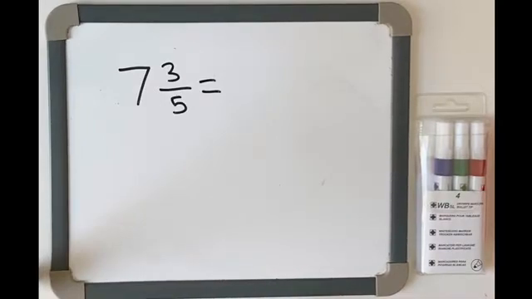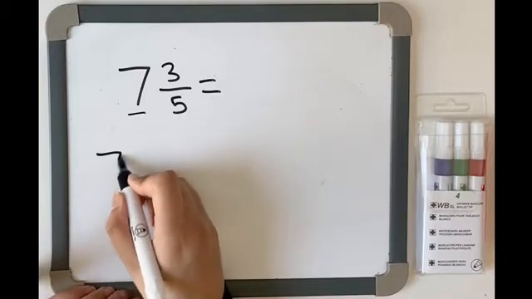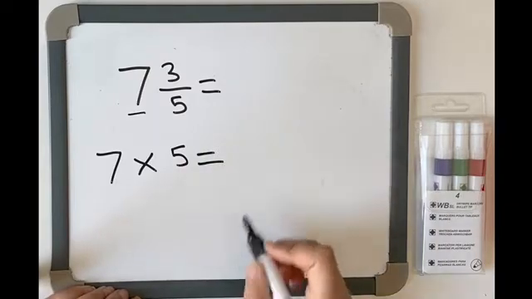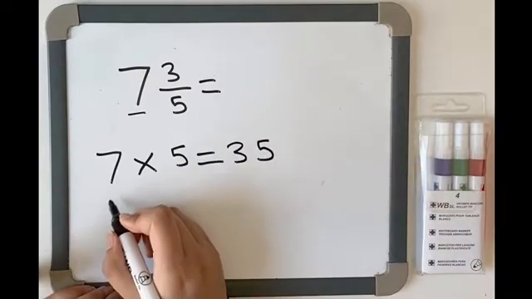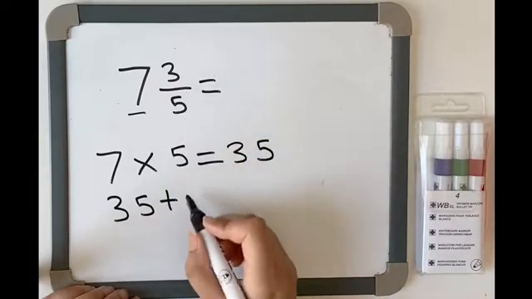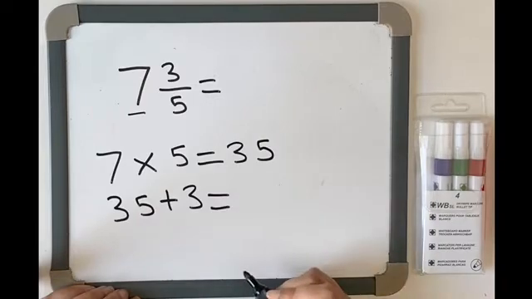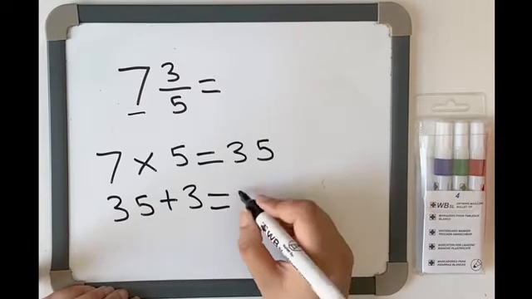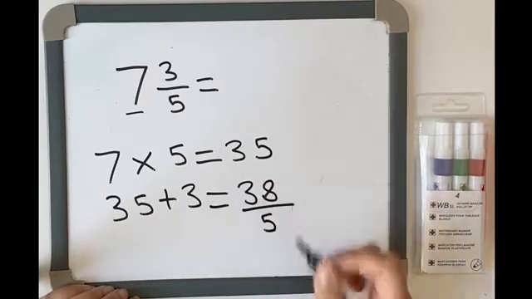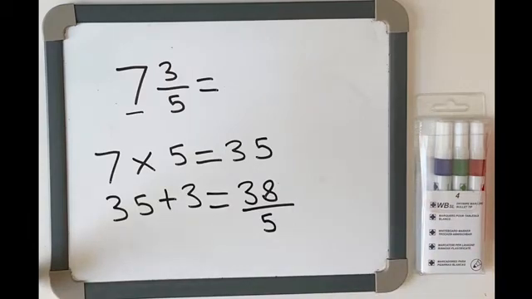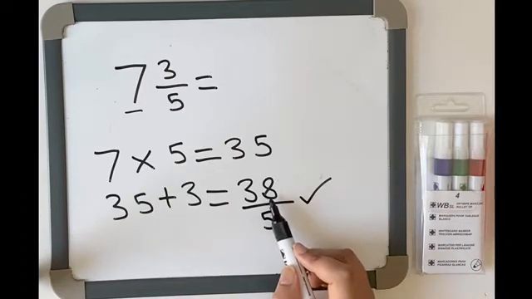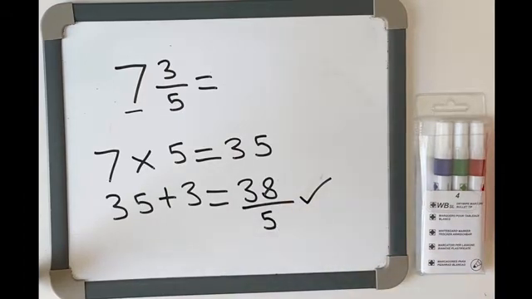Now the first step is to take our whole number, which is 7, multiply it by our denominator, which is 5. 7 times 5 equals 35. We take our answer, we then add it to our numerator, which is 3. 35 add 3 equals 38. Make that into a fraction, with the denominator 5. So the answer is 38/5. That is an improper fraction because, once again, our numerator is bigger than our denominator.